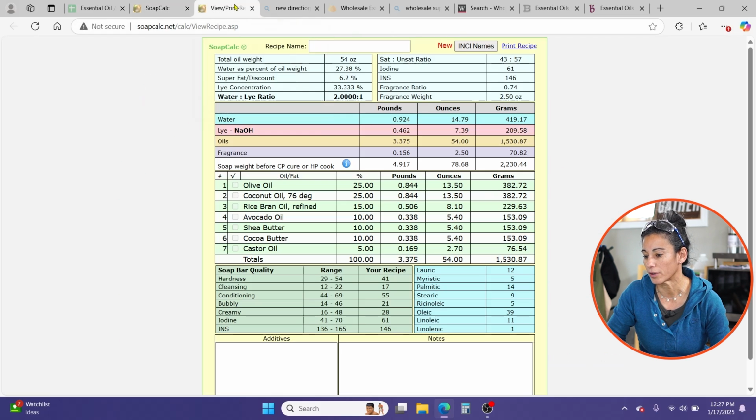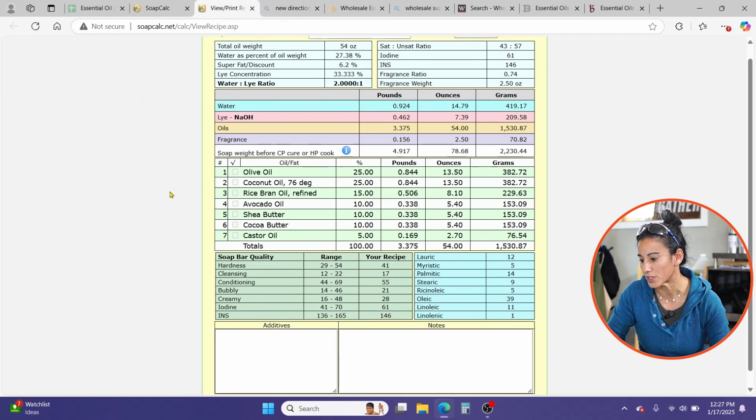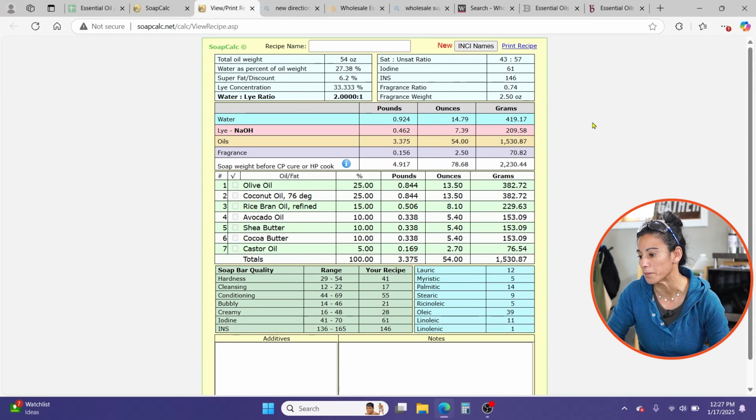And let me go to this page so you can see this a little bit more clearly. But when you create a recipe in Soap Calc, there's going to be an oil weight up here, 54 ounces. It's also down here. You see the grams as well as the pounds down here as well. Now, this is the oil weight of the recipe. And this is important to know because when you are figuring out how much fragrance to use in your soap, you want to use oil weight as the amount. And we'll talk a little bit about why that is in just a minute.